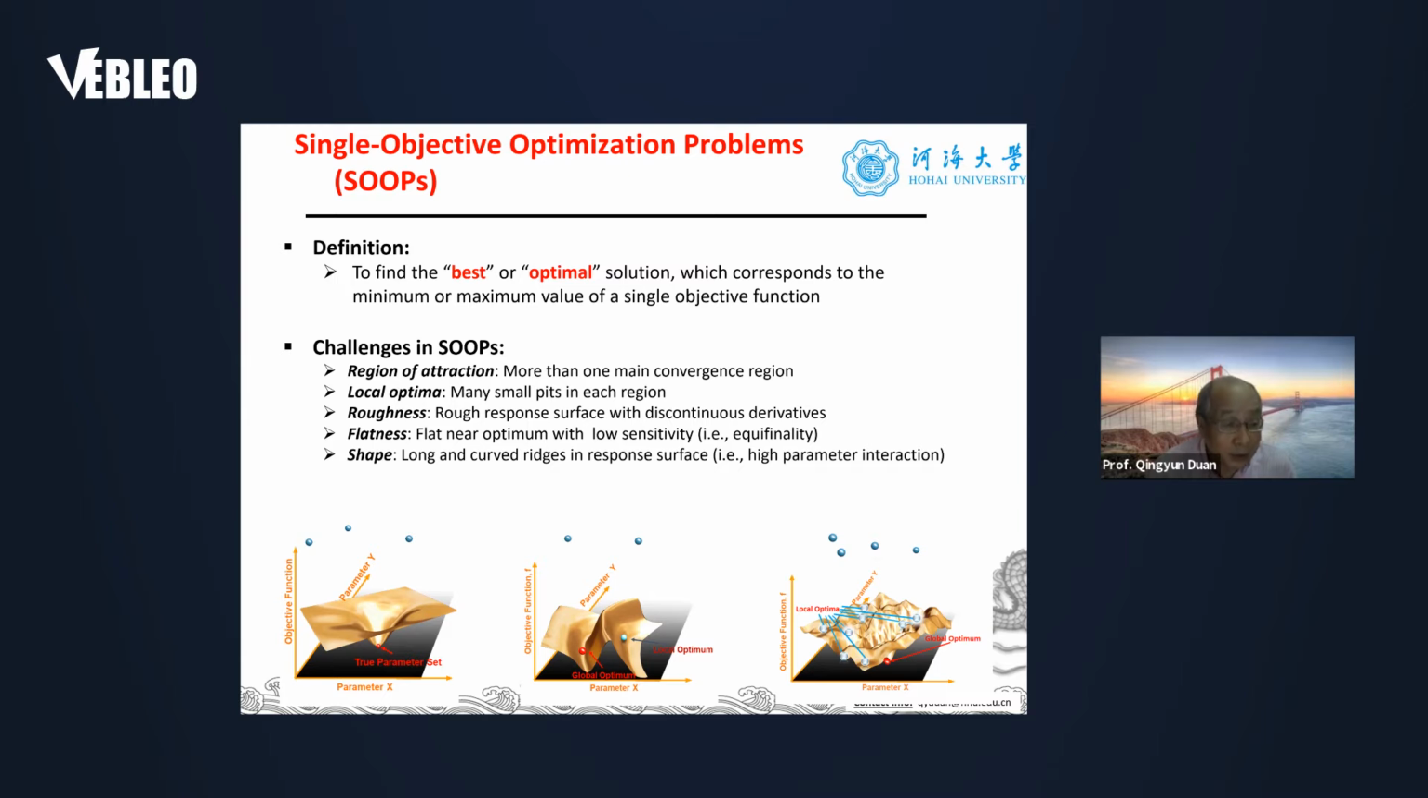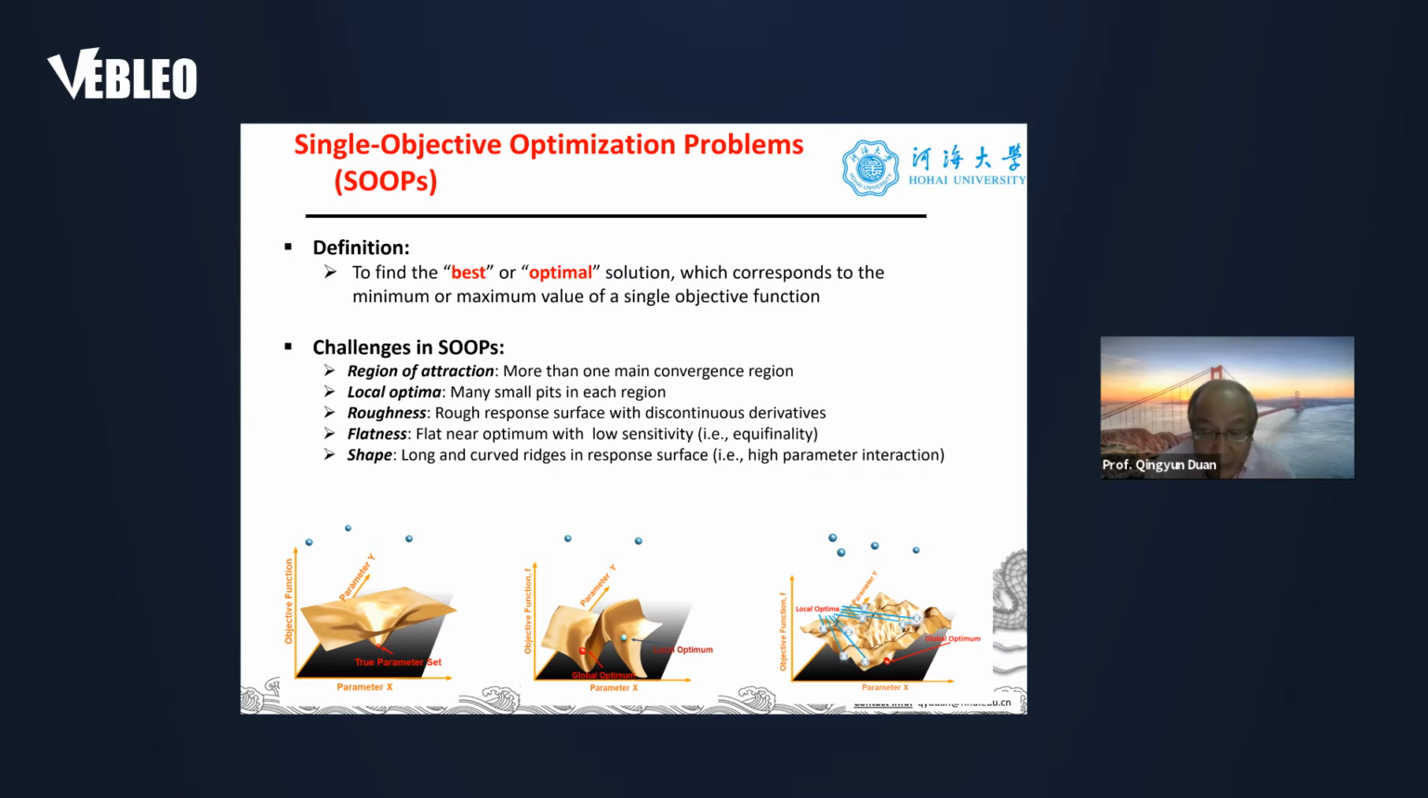The challenge associated with trying to solve this SOUP problem is, first of all, you have to deal with multiple regions of attraction. Like in this case, you may converge to this place or converge to this place. And the thing is we need to find this global optimal. The second challenge is that you have to deal with many local optimals. In some cases, it's like an uncountable number of local optimals, and through all the local optimals, you want to find the global optimal. And also, you have to deal with a rough response surface.